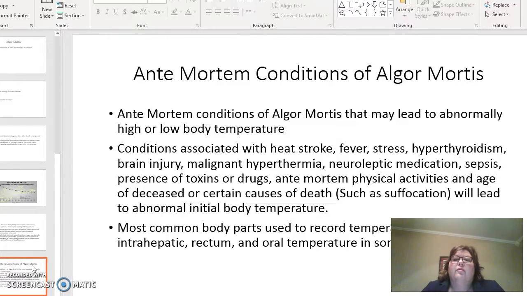The antemortem conditions of algor mortis may lead to abnormally high or low body temperature. Conditions that are associated with fever, stress, hypothyroidism, heat stroke, brain injury, sepsis, and several other things will lead to abnormal initial body temperatures. The most common body parts used to record temperature would be the intrahepatic, which is through the liver, the rectum, and the oral temperature in some cases.